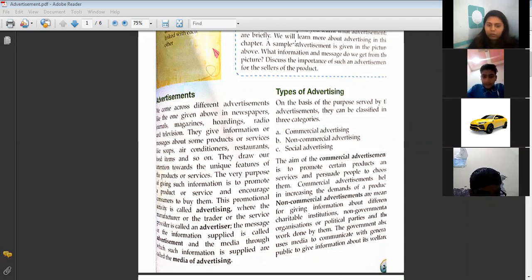So the very purpose of giving such information is to encourage them. Now, this promotional activity, children, kindly underline. This promotional activity is called advertising.